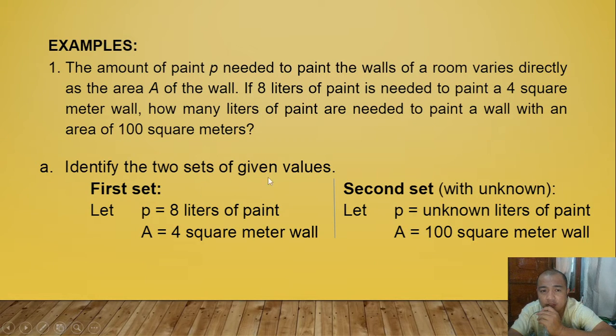So first identify the set of given values. For the first set, P equals 8 liters of paint, area 4 square meter wall. Now for the second set with unknown, how many liters of paint are needed to paint the wall, it says here. So P is unknown and the area is 100 square meters.